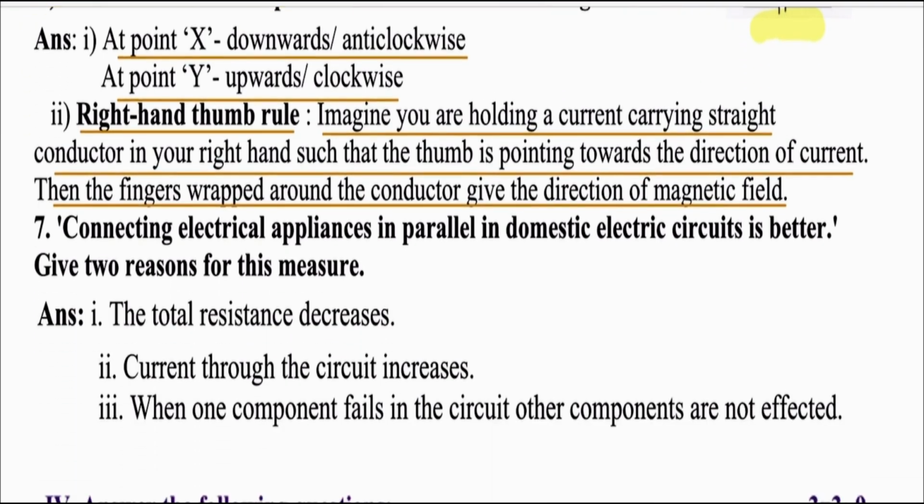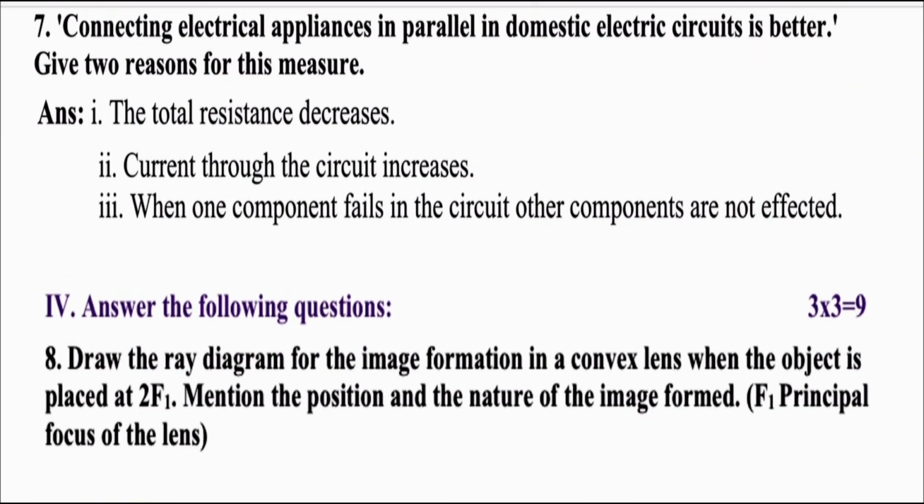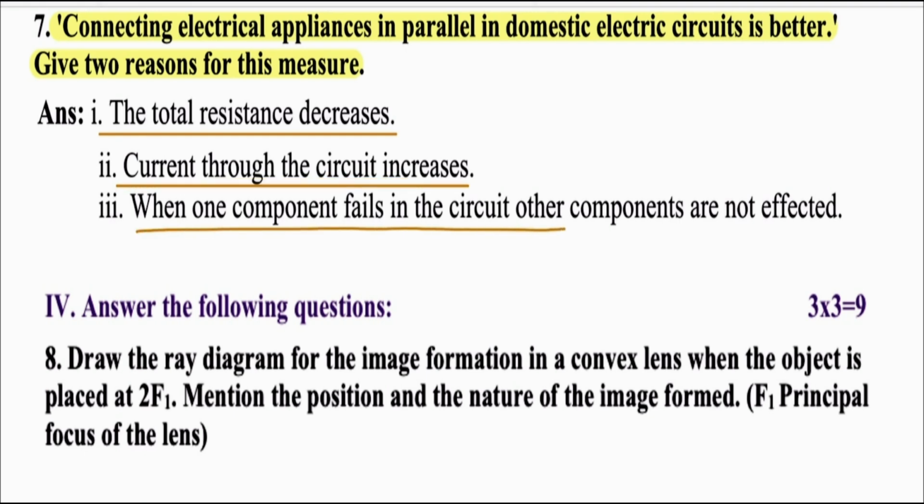Okay, let's go to 7th question. Connecting electrical appliances in parallel in domestic electric circuits is better. Give two reasons for this measure. Answer. The total resistance decreases. Current through the circuit increases. When one component fails in the circuit, other components are not affected. These are the reasons for this measure.